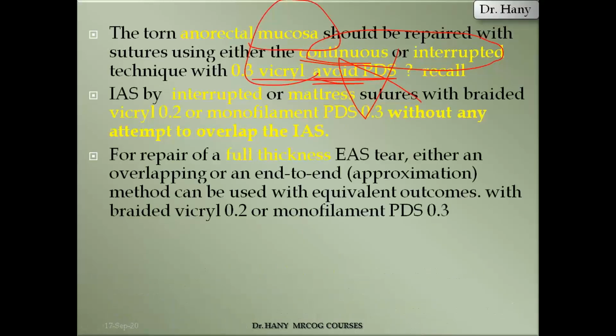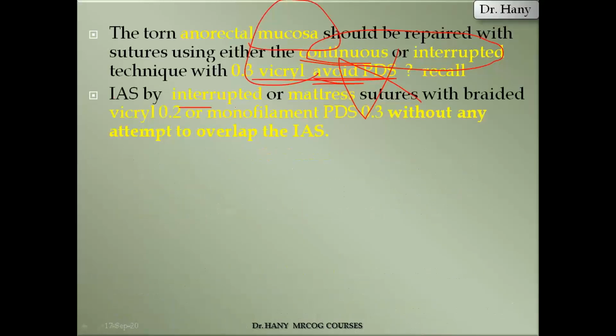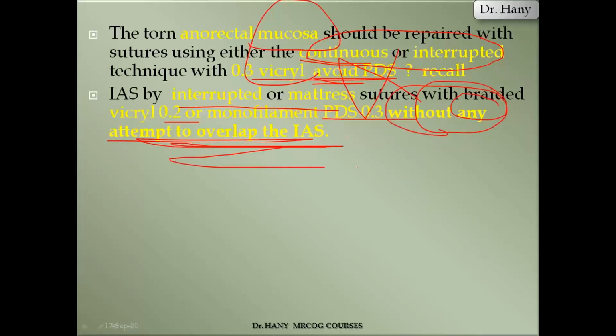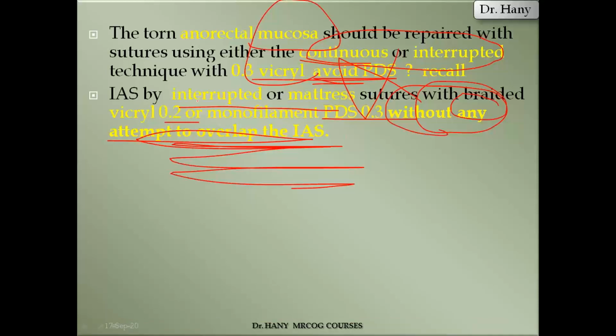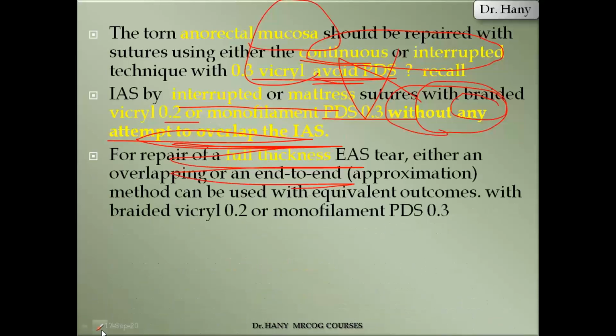For the internal anal sphincter, interrupted or matrix suture with braided Vicryl 2-0 or PDS 3-0, without any attempts to overlap. Why? Against the anatomy. How will you overlap an intact muscle above a torn internal anal sphincter? So this is the second trick. The third trick: when to do overlap.